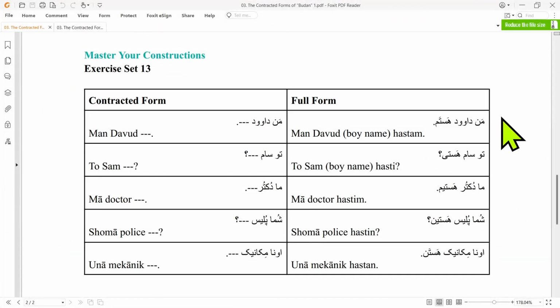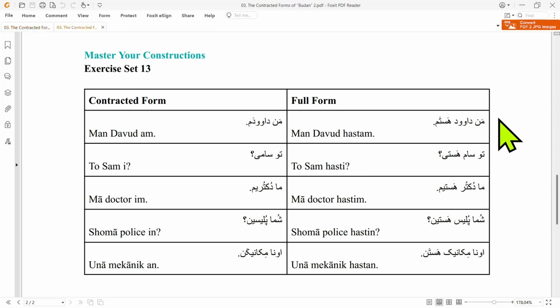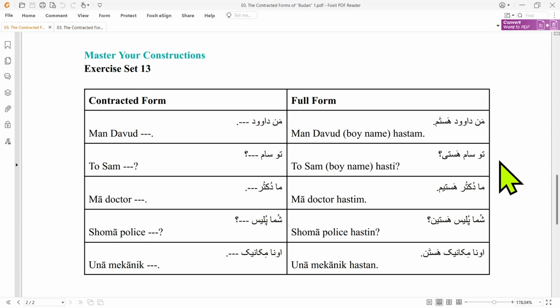Now let's put our contracted forms in context to see how they work. If I am Davut is man Davut hastam with the full form of the verb, what is I'm Davut with the short form of the verb? Man Davudam. And what is the contracted form of to Sami hasti? To Sami.